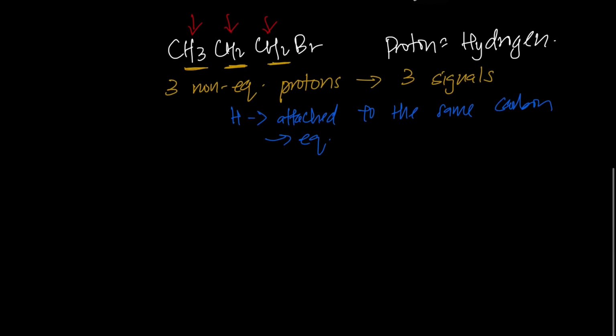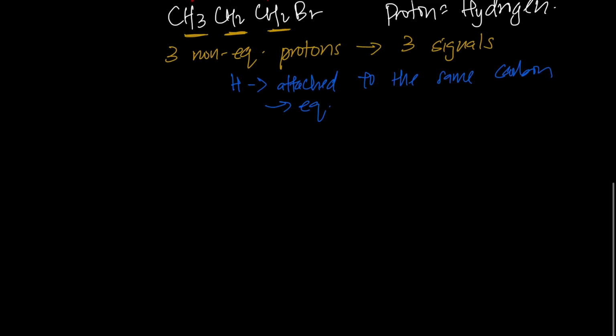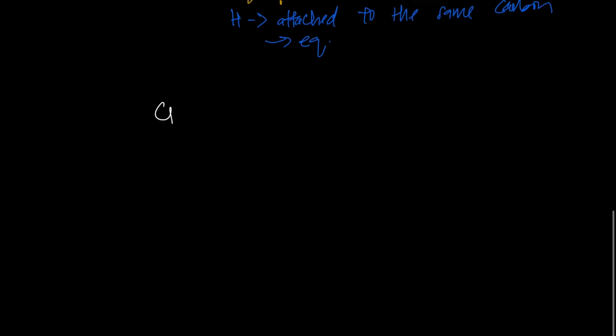Let's look at another example. I give you another structure. Now let's look at this structure. For this structure, you can see this is an ether. It is a symmetrical ether. You can see a plane of symmetry here.